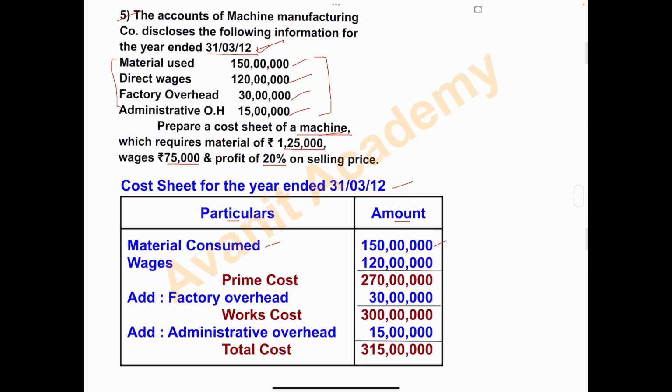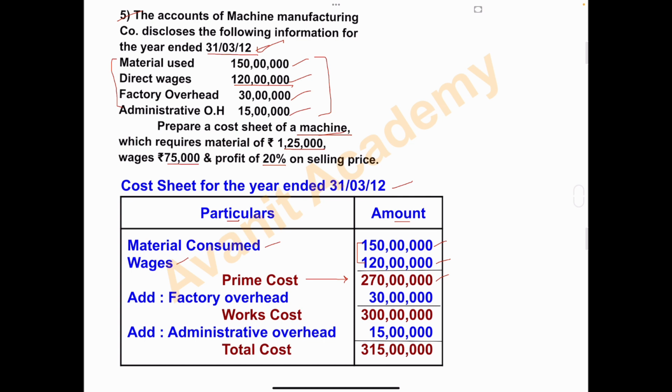Direct wages. Direct wages amount is 120 lakhs. Write here wages, 120 lakhs. Add these two amounts and the total will be 270 lakhs. This is called prime cost. The total of material consumed and wages is called prime cost.